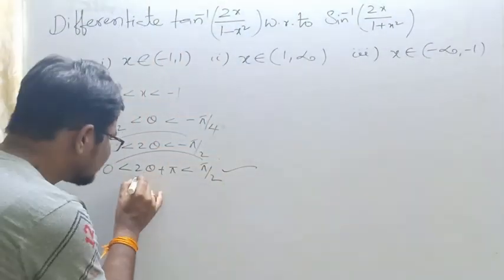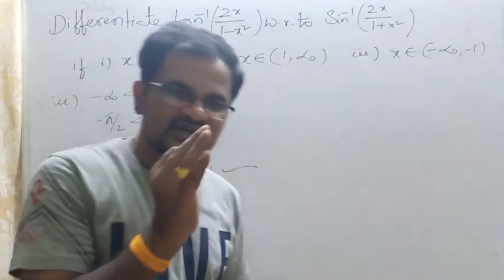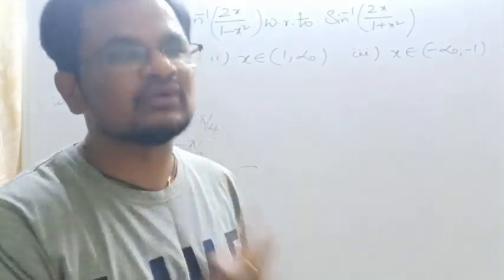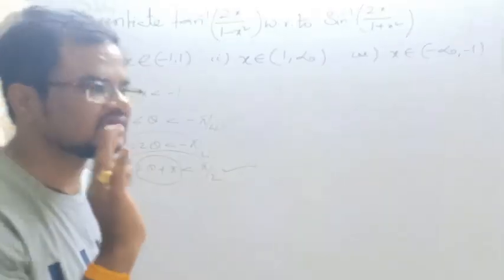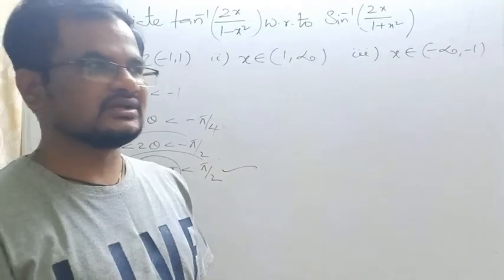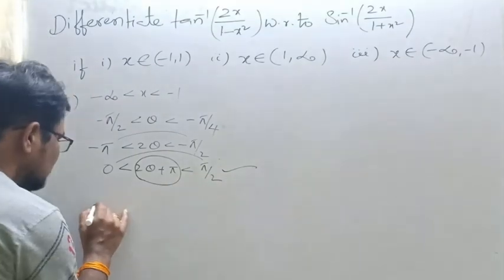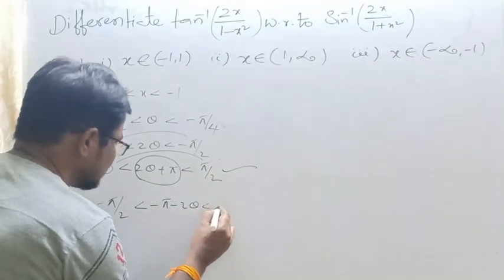But if you replace 2 theta by 2 theta plus pi, which function will exist? Tan only, because this is third quadrant. Tan of pi plus 2 theta is tan 2 theta only. But sine of pi plus 2 theta, you will get negative. So that's why multiply with minus. Minus pi by 2 less than minus pi minus 2 theta less than 0.